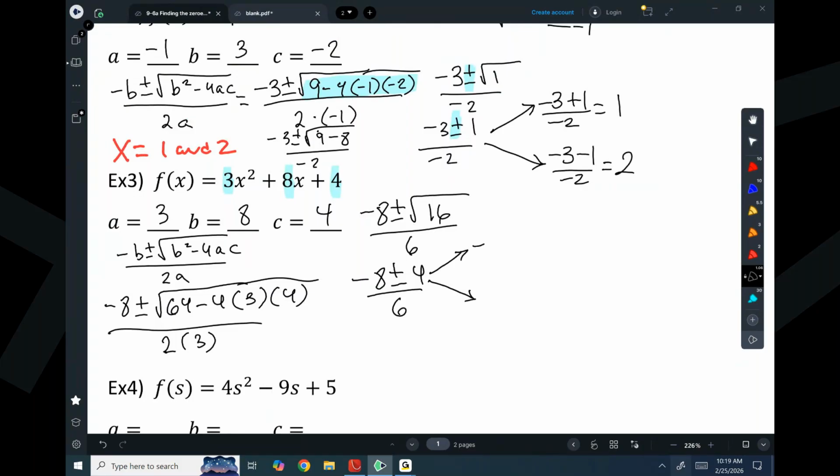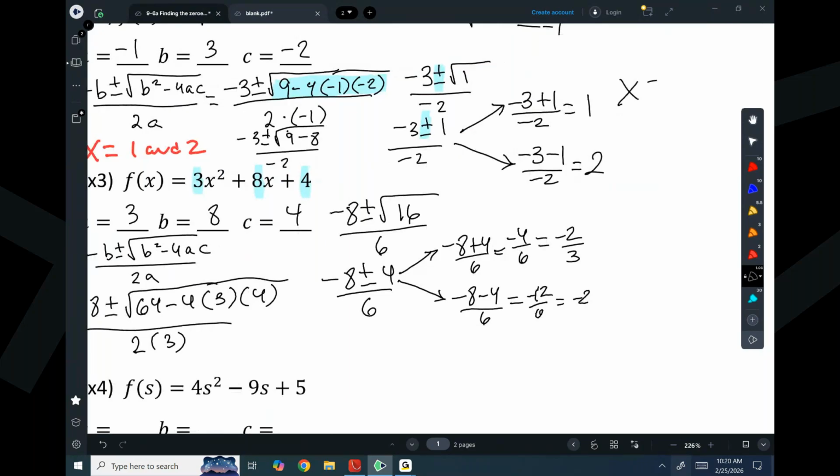So I get what? -8 plus 4 over 6 and -8 minus 4 over 6. And then I just do the math. -8 plus 4 is -4 over 6. That's going to be -4/6, which is -2/3. One of my answers is -2/3. My other answer, that'd be -8 minus 4 is -12 over 6, which is -2. So my answers are x equals -2/3 and -2, right?